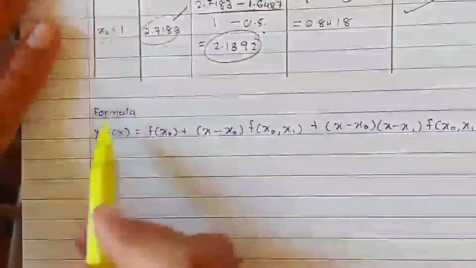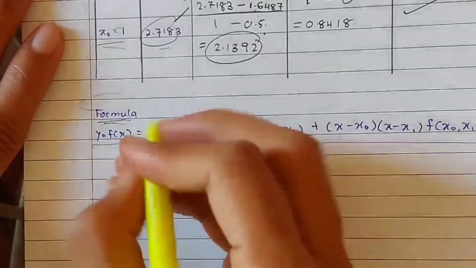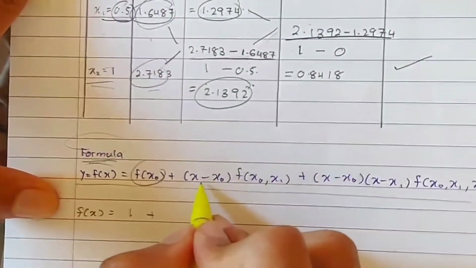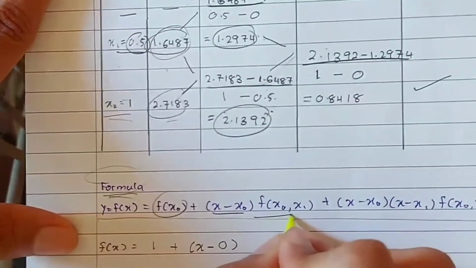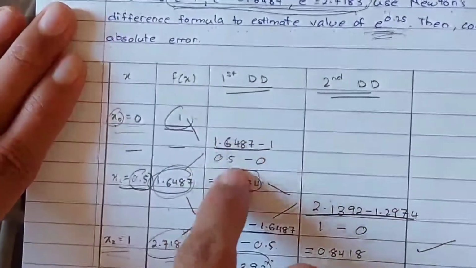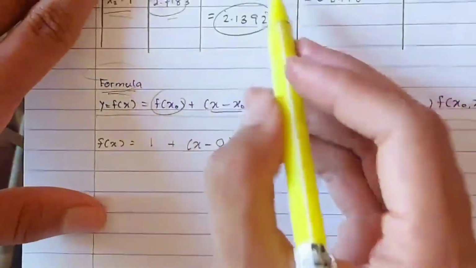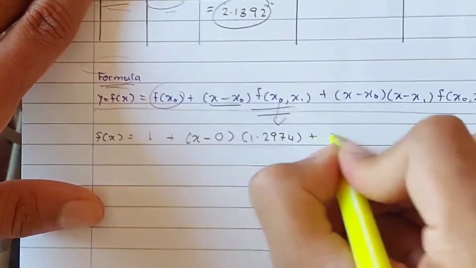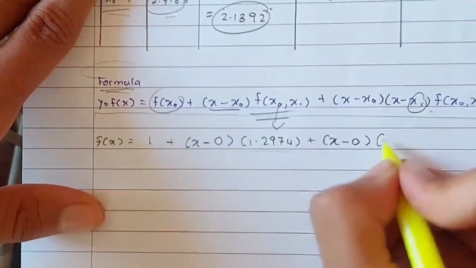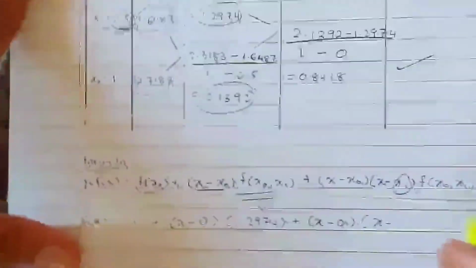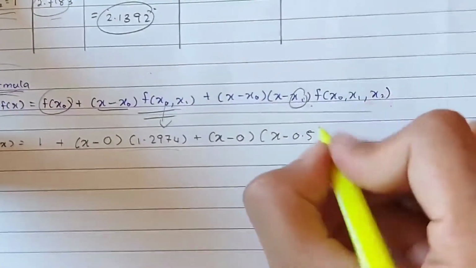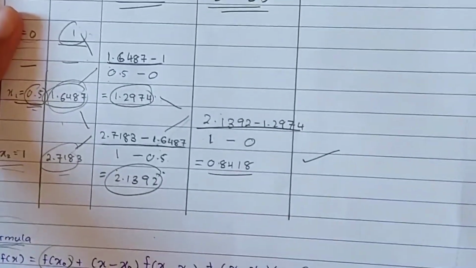The next step is to find the general equation for this example, whereby f(x) equals f(x0), which is 1, plus x minus 0 times the first DD, which is 1.2974, plus x minus 0 times x minus x1, x1 is 0.5, times the second DD, which is 0.8418.